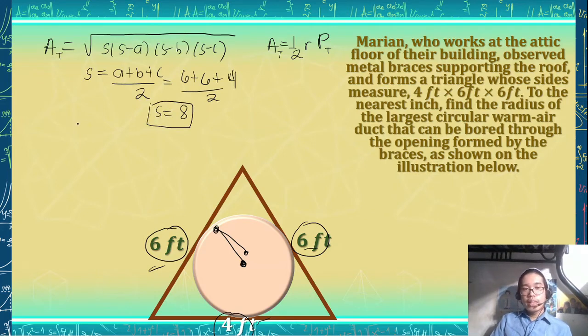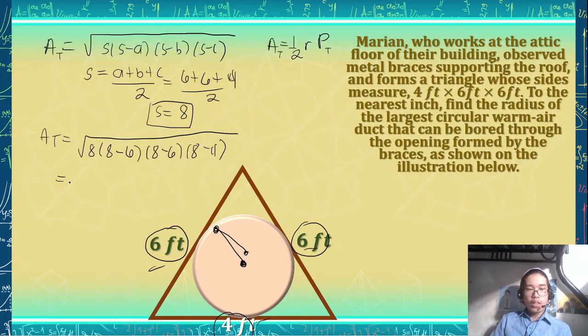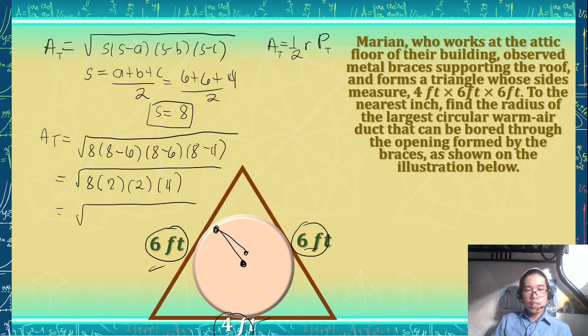To get the area of the triangle, we just substitute our values. This is going to be the square root of 8 times 8 minus 6 times 8 minus 6 times 8 minus 4. Therefore, this gives us 8 times 2 times 2 times 4. 8 times 2 is 16, 16 times 2 is 32, and 32 times 4 is 128.